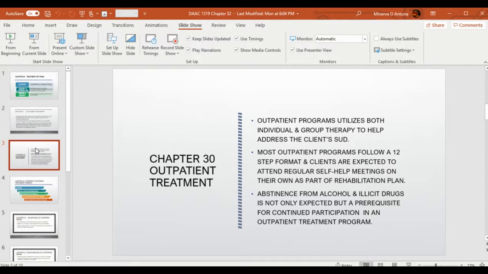So abstinence from alcohol and illicit drugs is not only effective, but a prerequisite for continued participation in an outpatient treatment program. And of course, this is spelled out to the client beforehand. And if they come drunk, inebriated, intoxicated, high, whatever it is, then you will not be able to allow them to participate. And this has been explained to them ahead of time.